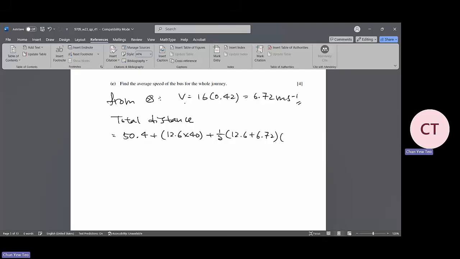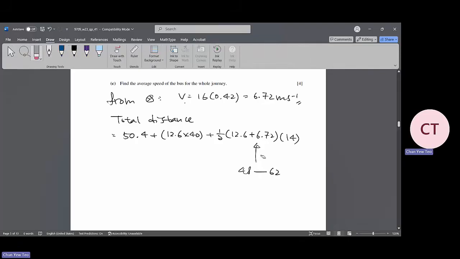The interval time is 48 to 62. So just take 62 minus 48. You get 14 seconds. Then the final stage. The final stage is a triangle, sorry. So the height is 12.6. The interval time is 62 to 70. So the time interval is 8.